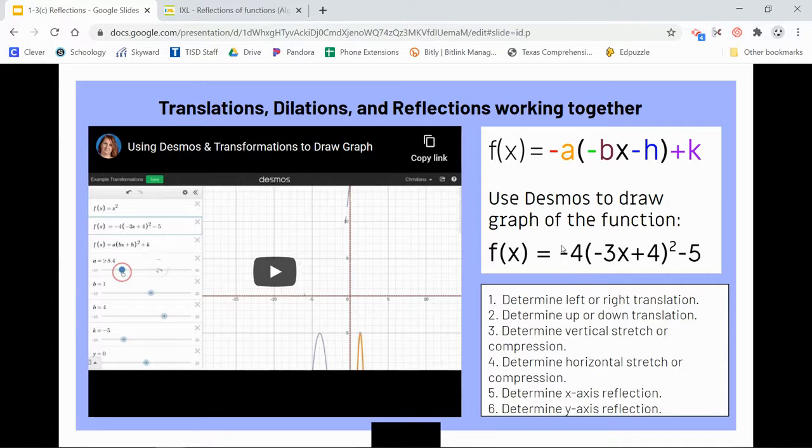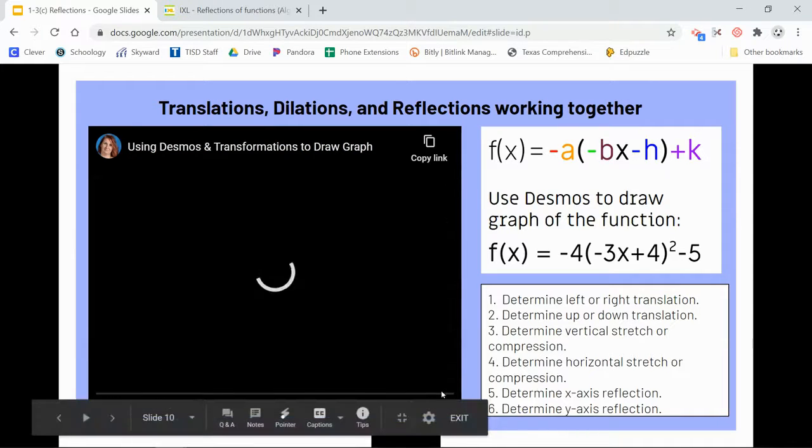And then finally, we look at the reflections. It's reflecting across the x-axis and then the y-axis. So let's see what that would look like on our video.